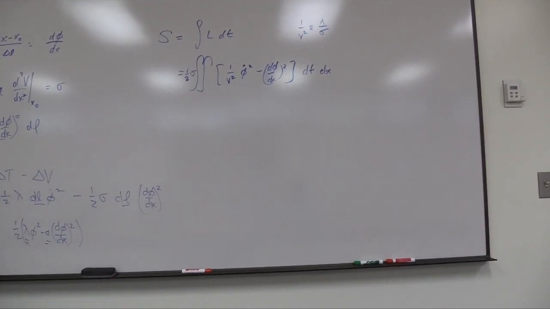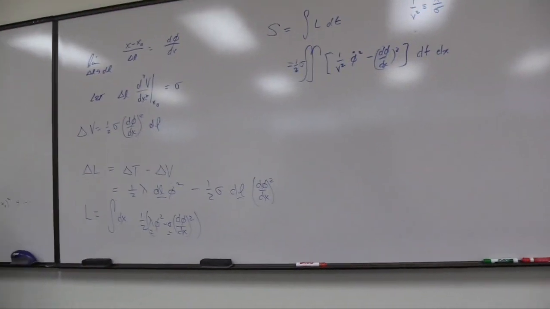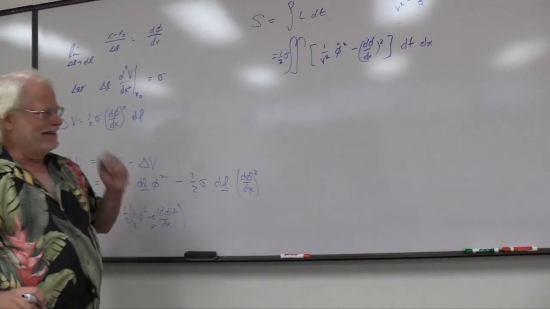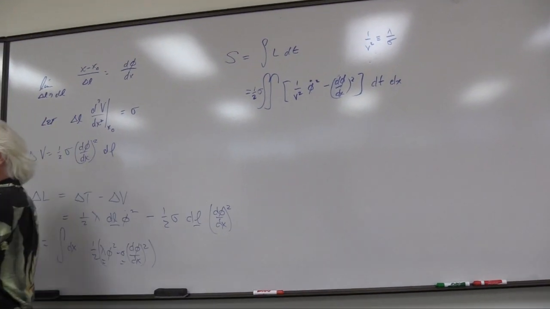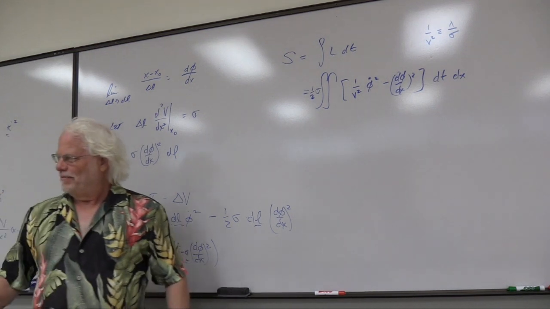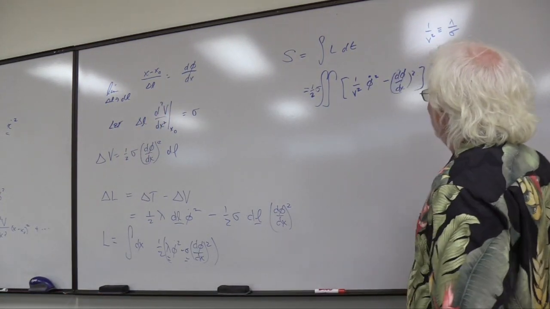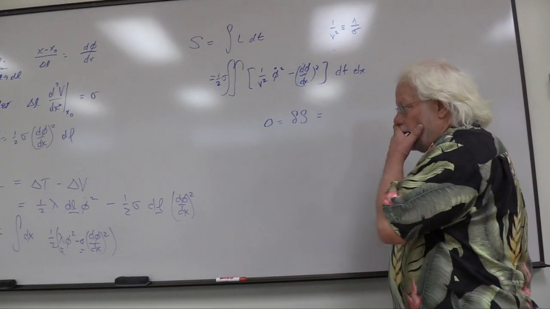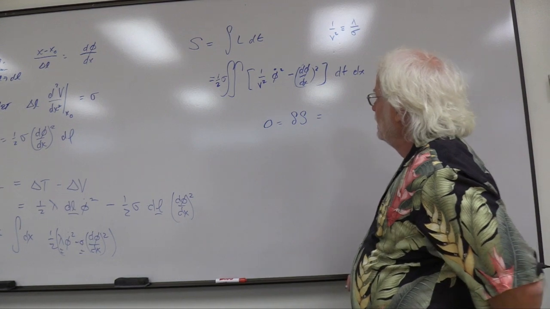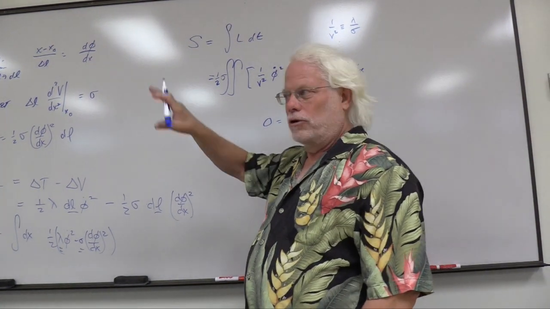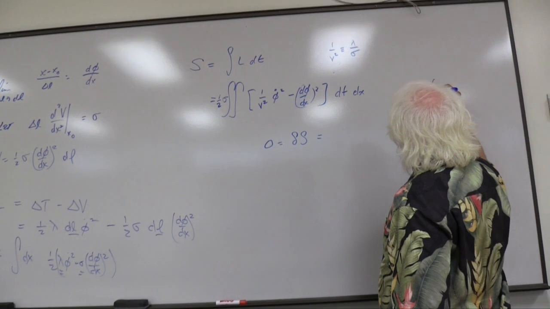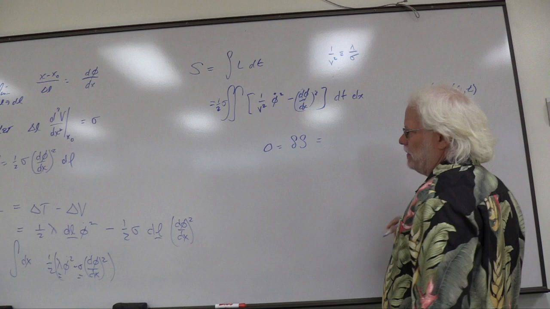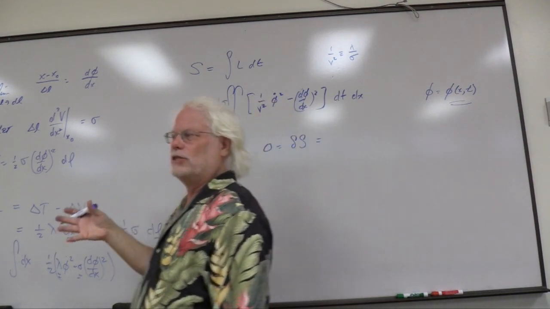Now, if we vary that, this is a class that's good at varying actions, right? I just showed them in classical how to vary an action. So you're experts. Okay, so I want to set the variation of the action to 0. And this goes very much like I would vary particle position, only phi is really a function of x and t. Now, that's a field on this one-dimensional, well, let's say two-dimensional space-time.